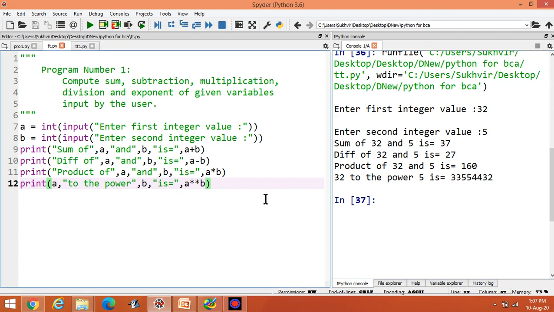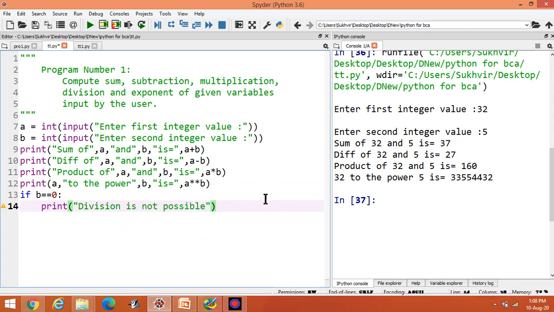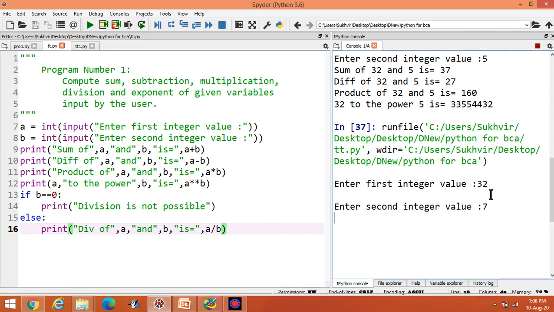Now what about division? If second number is equal to 0, then print, you can write here division is not possible, else you can copy and paste this line. You can write division of a and b is a divided by b. Execute the program. Suppose I write 32, then 7.